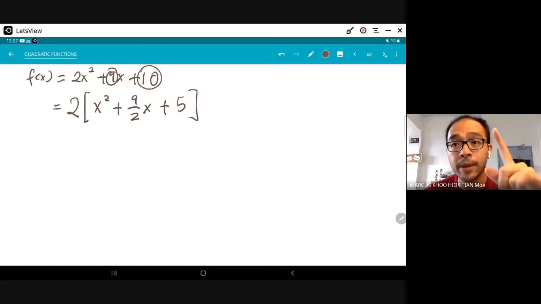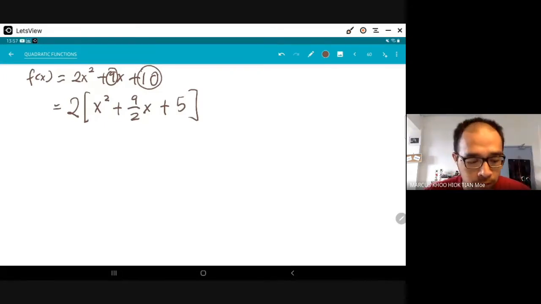So that's the first step. If there is no number here, kalau tiada nombor di sini, then tak payah. But if there's a number over there, you need to take it out first. Sebab completing the square tidak boleh jadi kalau dia bukan nombor 1.